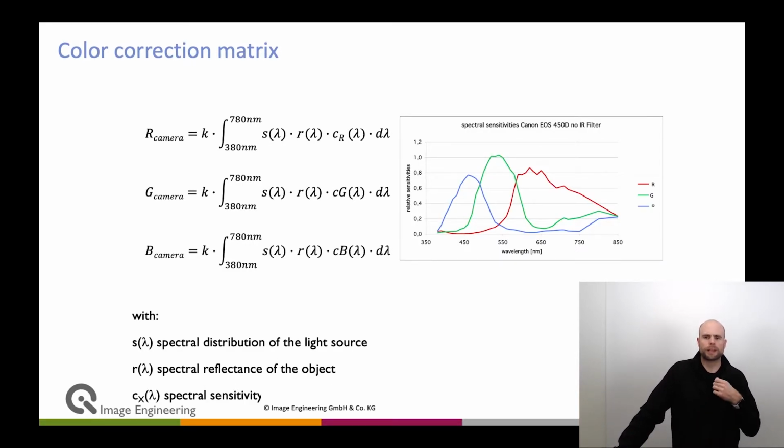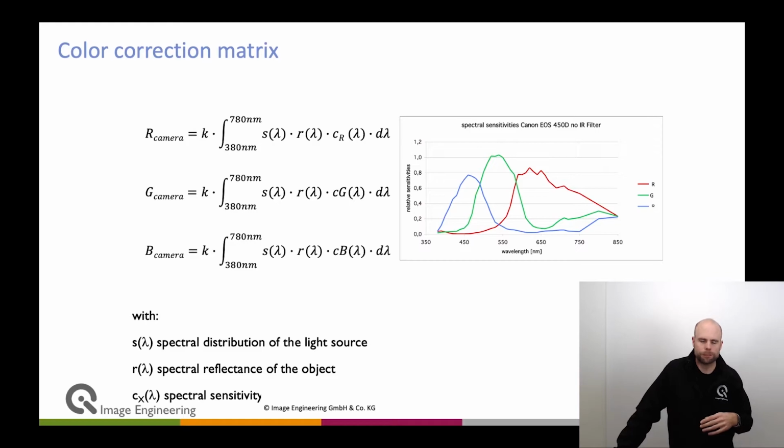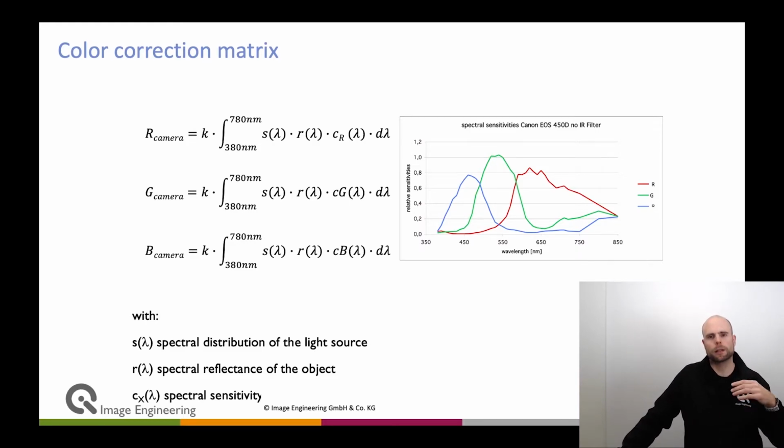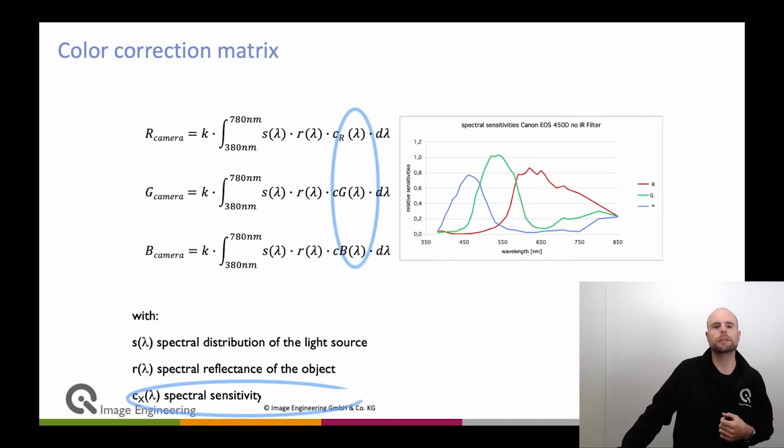So what does the camera do? Pretty much the same. To calculate the RGB value in the case of an RGB camera, you also integrate over d lambda, or over lambda in the visible range, and you multiply the spectral distribution of the light source, the spectral reflectance of the object, and then the spectral sensitivity of the camera. So that is basically what gives you the RGB values.